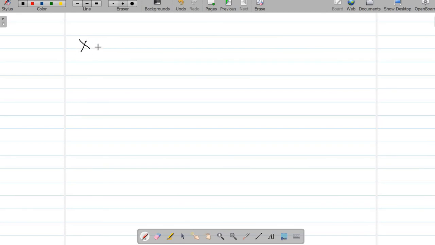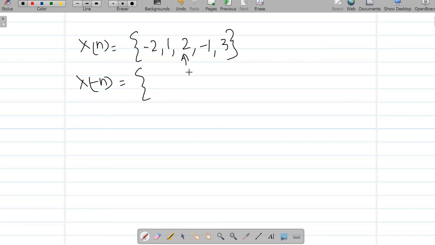So x of n is equal to minus 2, 1, 2, minus 1, 3. So x of negative n is nothing but, this will remain where it is, but this one will change. These two will actually interchange their positions. Again, then these two will also interchange their positions. So it will become like this.